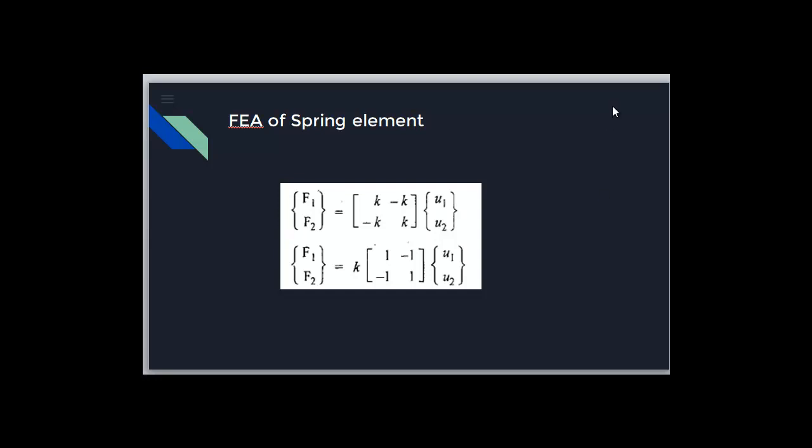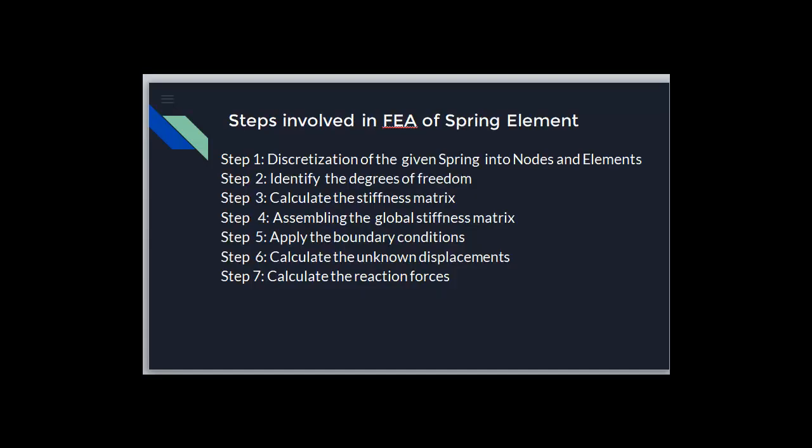Now with the knowledge of the finite element equation for the spring element, let us take a solved problem of a spring element. By using the steps involved in finite element analysis, we can solve a finite element analysis of the spring element. So as explained earlier, the steps involved in finite element analysis of the spring element are: the first and most important step is discretization of the spring into nodes and elements if the spring has multiple spring elements. And step 2 is identifying the degrees of freedom.